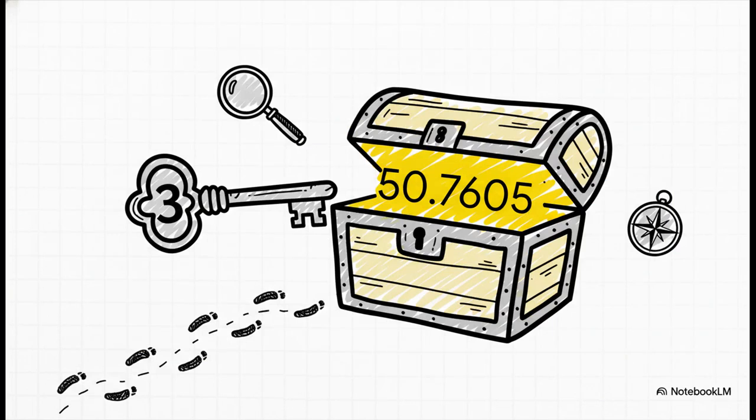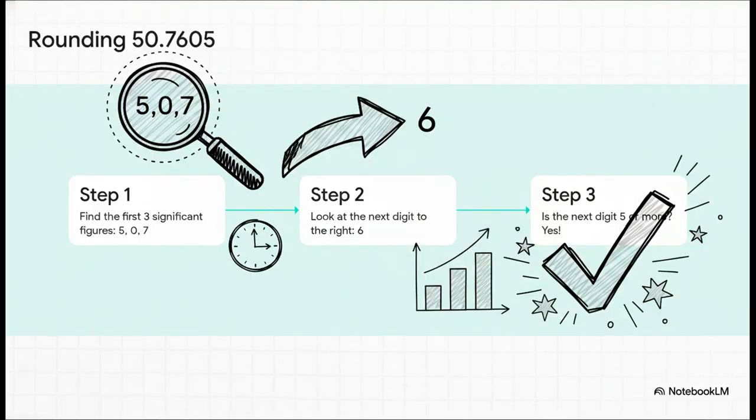We've got the number 50.7605. Our mission, should we choose to accept it, is to round this number to 3 significant figures. Let's do it. Okay, first step, let's find our first 3 significant figures. Starting from the left, that's the 5, then the 0, and then the 7. So 7 is the last significant figure we want to keep.